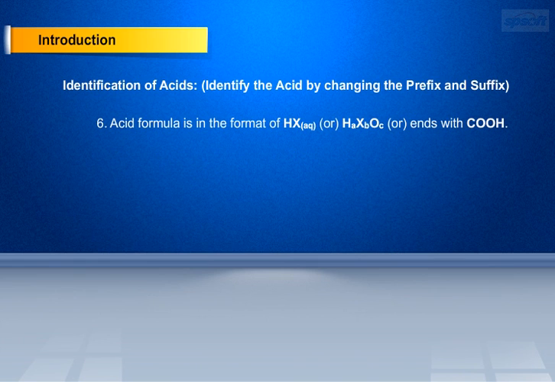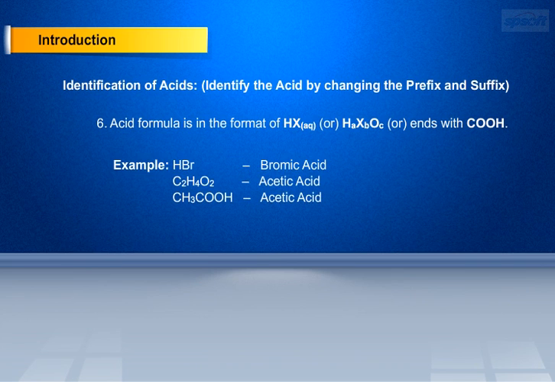Rule 6. Acid formula is in the format of HX, or HAXBOC, or ends with COOH. Example 1. Hydrobromic acid, that is HBr. Here HBr satisfies HX formula format. Example 2. Acetic acid, that is C2H4O2. Here C2H4O2 satisfies HAXBOC formula format.